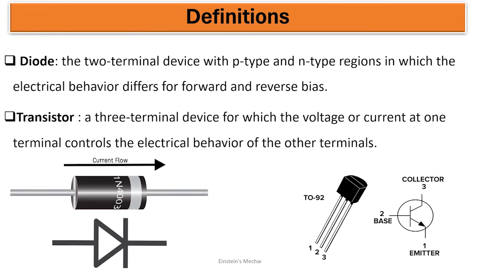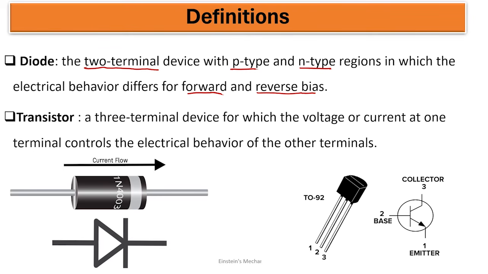Now we also look at various semiconductors. So we are going to talk about the diode. When we say a diode, what do we mean? A diode is a two-terminal device with p-type and n-type regions in which the electrical behavior differs for forward and reverse bias. So we are going to look at a diode as having two terminals.